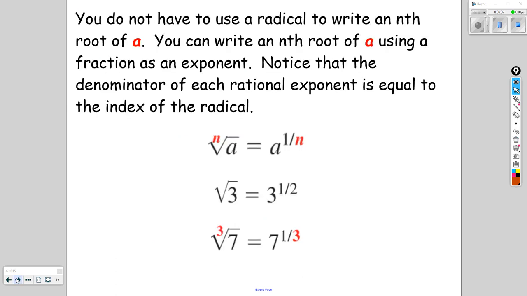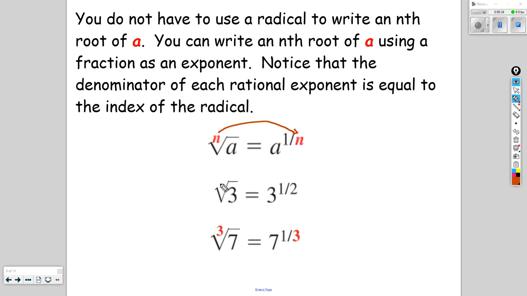All right, so we don't have to use a radical to write an nth root of a. Okay, so this would be the nth root of a. We could actually use a rational exponent. So we can rewrite this nth root as an exponent, where our exponent is just going to be our fraction. Notice some similarities here: in each one of these, the index of the radical is the denominator of our fraction.